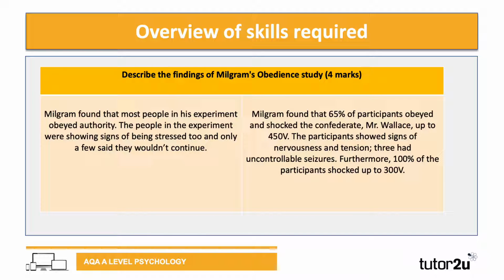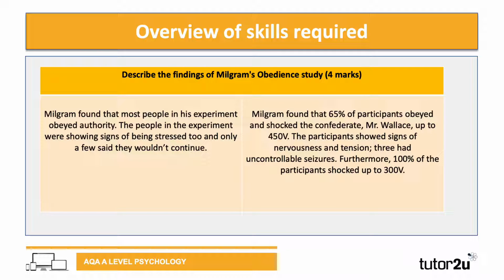So we can see here, this is an AO1 assessment objective. It's asking you to describe something. It's actually asking you to describe a study, Milgram's obedience study to be specific. Now, the answer on the left here, maybe some of you have noticed this, but it's quite vague, okay? And for 4 marks, there's not a lot there, okay? So there's not really any statistics, not any specificity in this particular answer.